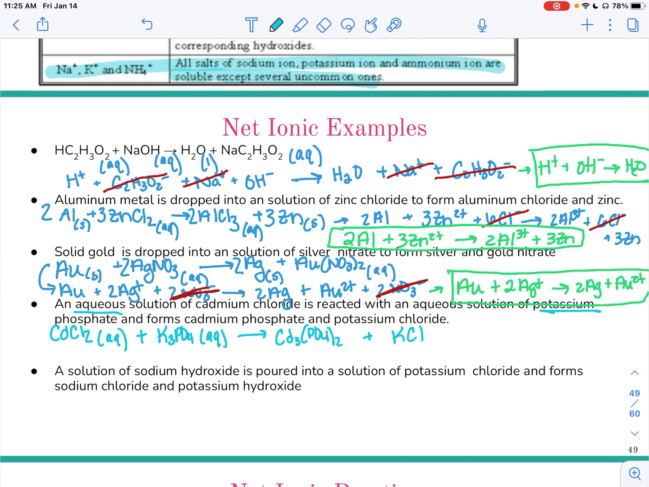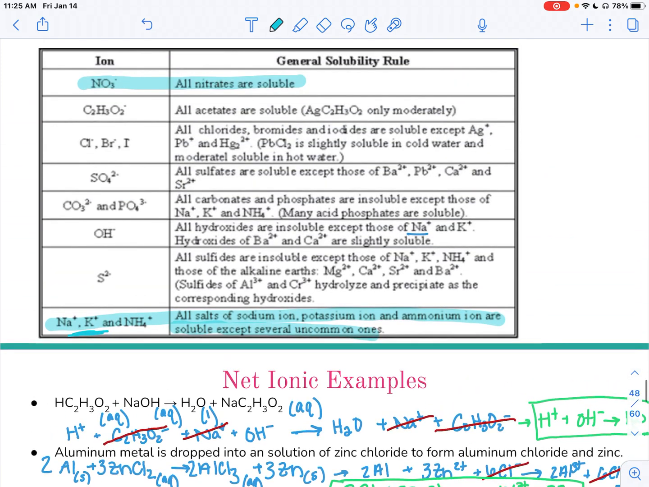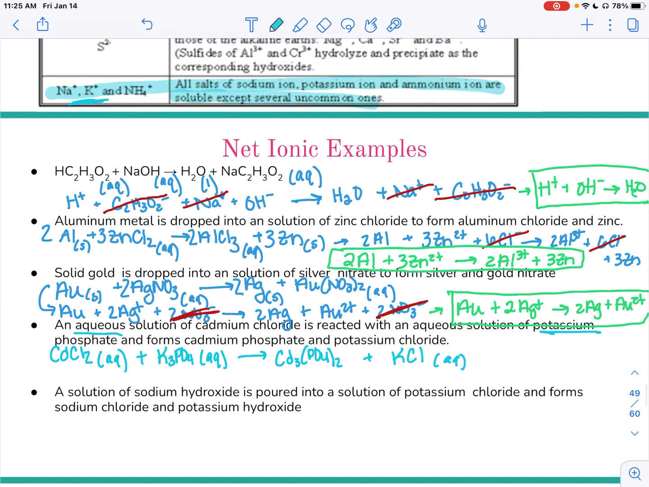Potassium chloride we know is soluble because right here, K is always soluble. So we'll write AQ. So let's look for cadmium phosphate. We don't have any rules about cadmium, but we do have phosphate. All carbonates and phosphates are insoluble except these. That's not cadmium. So if it's not soluble, we know it must be solid. So what I'm going to do now is write everything that's AQ as its ions. But if it's solid, it stays together. It does not split up.